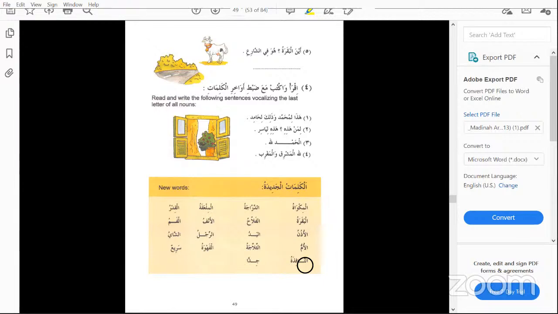And the last one? Okay. Read and write the following sentences, vocalizing the last letter of all nouns.